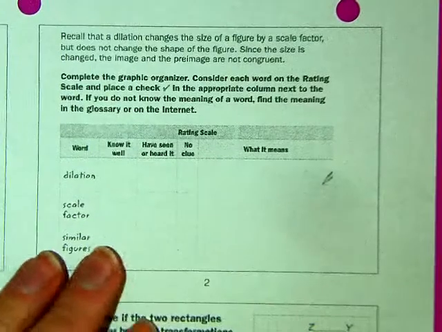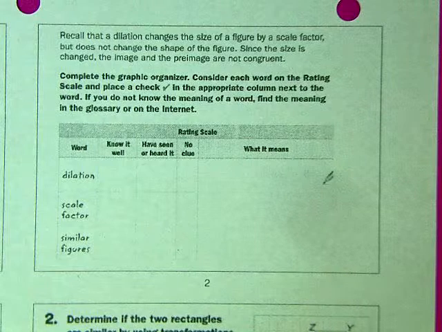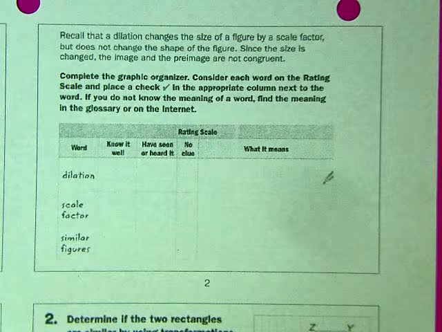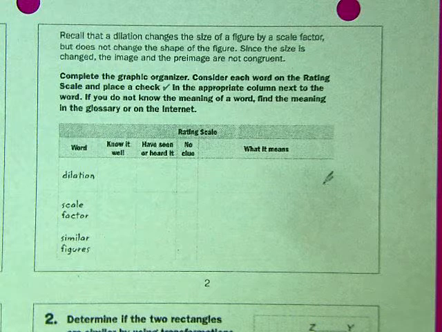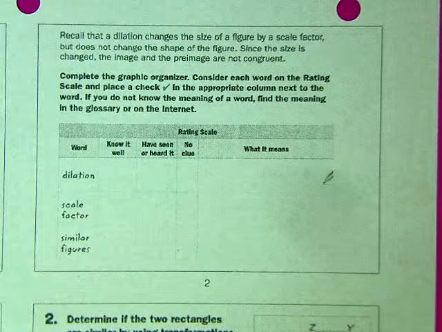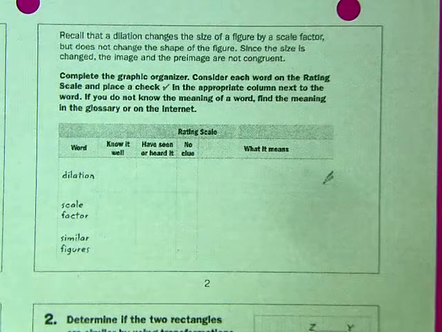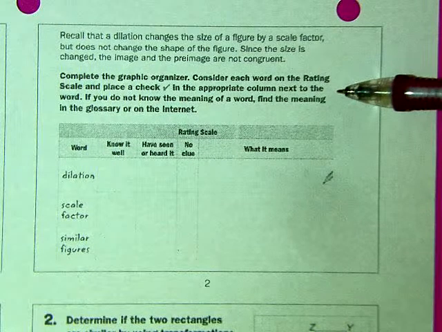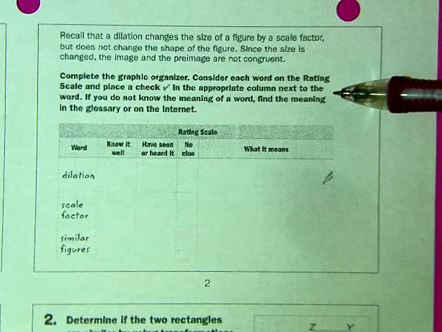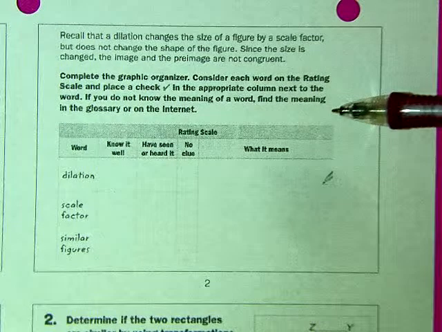It says that recall that a dilation changes the size of a figure by a scale factor, bigger, smaller, enlargement, or reduction. But it does not change the shape of the figure. Since the size is changed, the image and the preimage are not congruent. It says complete the graphic organizer, consider each word in the rating scale, and place a check in the appropriate column next to it. If you do not know the meaning of a word, find the meaning in the glossary.